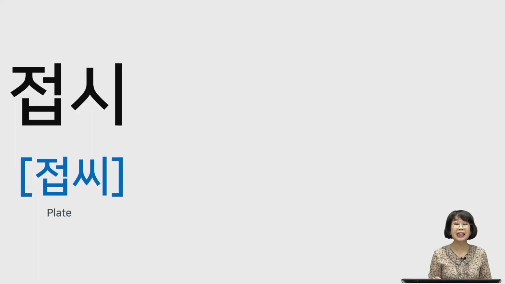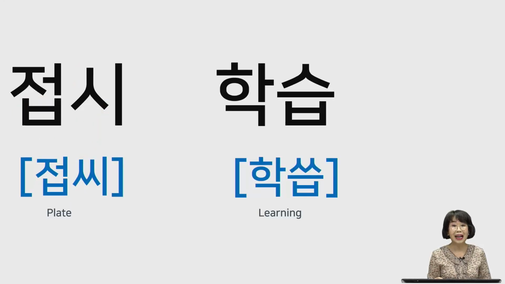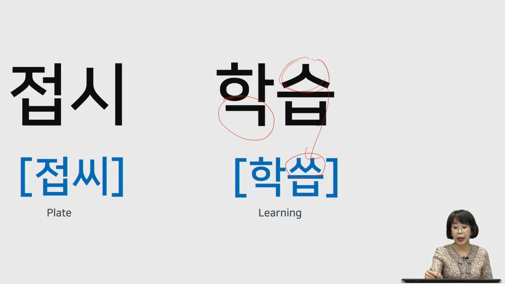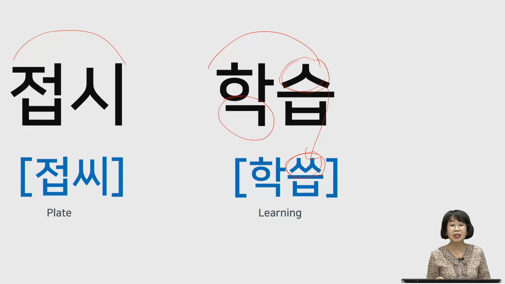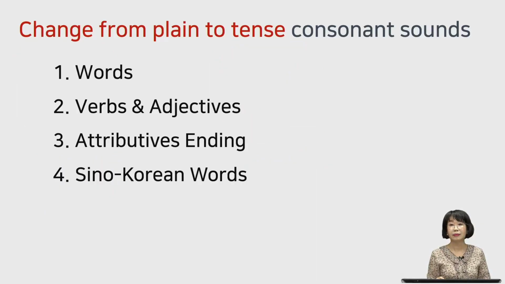접시. Under the influence of this plosive ㅂ sound, ㅅ sound becomes ㅆ sound. 접시. 학습. Under the influence of ㄱ sound, ㅅ changes to ㅆ sound. From plain to tense sound. 학습. 접시. 학습. Changes from plain to tense consonant sounds.